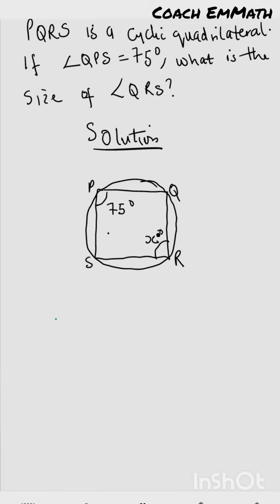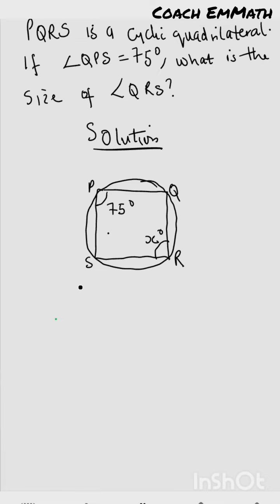Now, how can we solve this? The thing with geometry, or questions under circle geometry as a whole, is that if you understand the rules, or the theorem that guides it, you should be able to answer most of these questions. So in this case, I'm just going to apply a theorem that says opposite angles of a cyclic quadrilateral are supplementary. Supplementary means they add up to what?